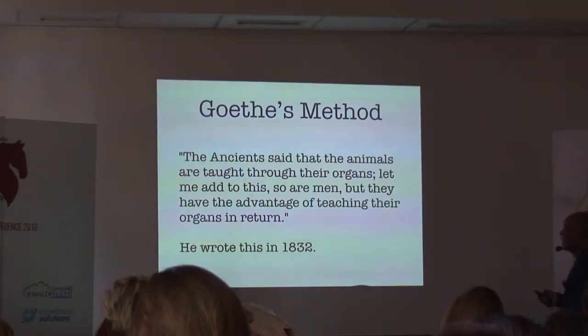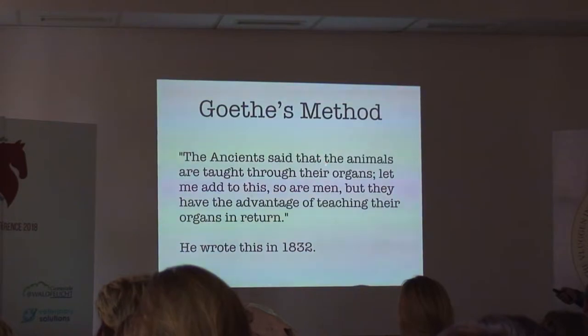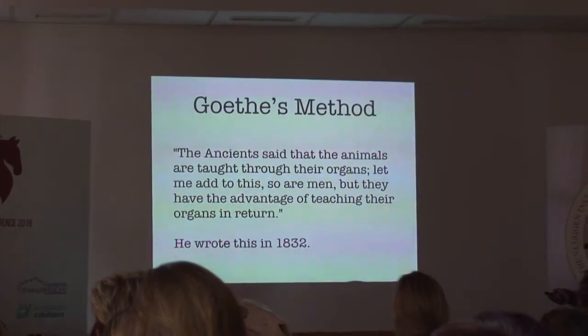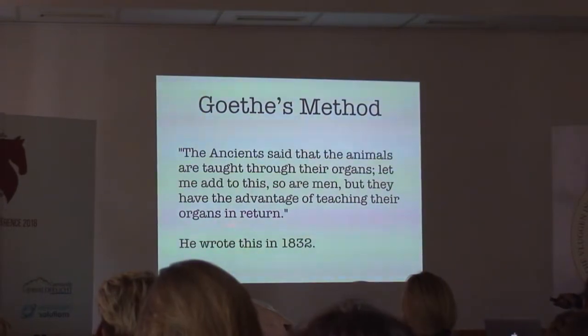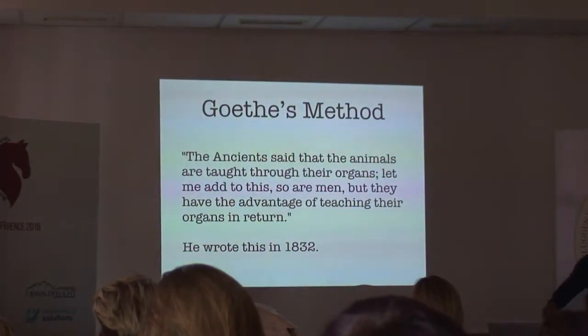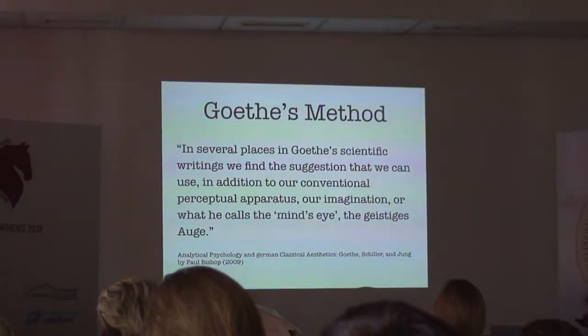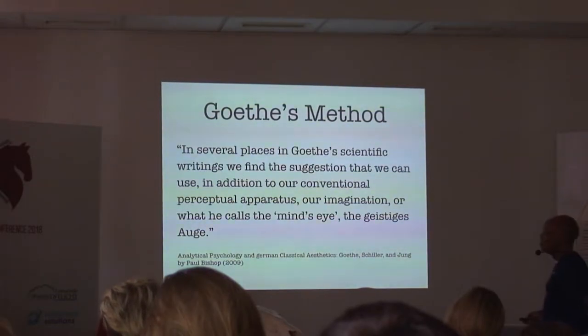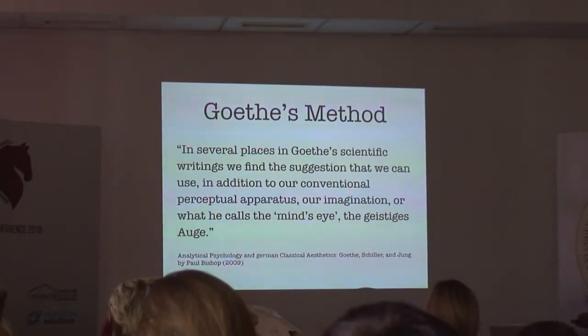The ancients said that the animals are taught through their organs. Let me add to this, so are men, but they have the advantage of teaching their organs to return, as in being in control of what we experience. In several places in Goethe's scientific writings, we find the suggestion that we can use, in addition to our conventional perceptual apparatus, our imagination, or what he calls the mind's eye, or Geistesauge.